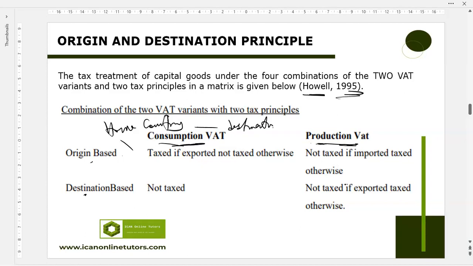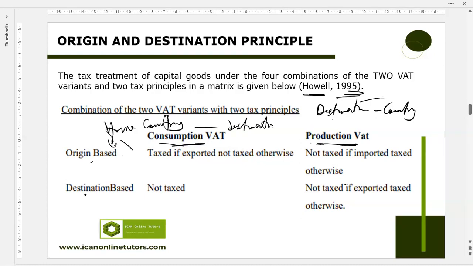Then for the production variant, for production VAT, it is not taxed if imported, taxed otherwise. That is, if it is not taxed in the exporting country, which is the home country, the origin country, then it will be taxed in the destination country, which is the country that is importing the goods. I hope it is clear.